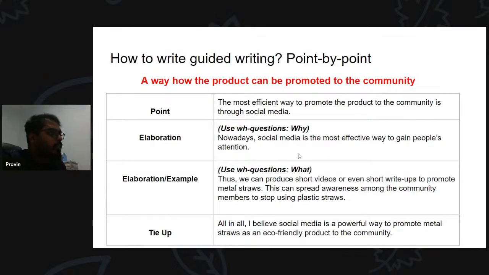Okay, elaboration. Nowadays, social media is the most effective way to gain people's attention. Thus, oleh itu, we can produce short videos or even short write-ups to promote metal straws. This can spread awareness, menyebarkan kesedaran, among the community members to stop using plastic straws. All in all, I believe social media is a powerful way to promote metal straws as an eco-friendly product for the community.